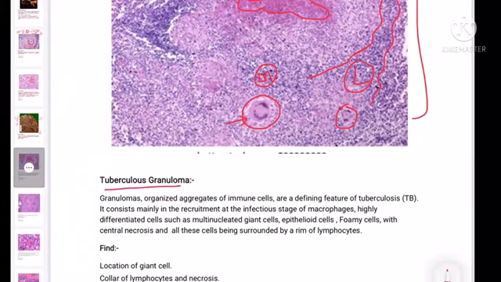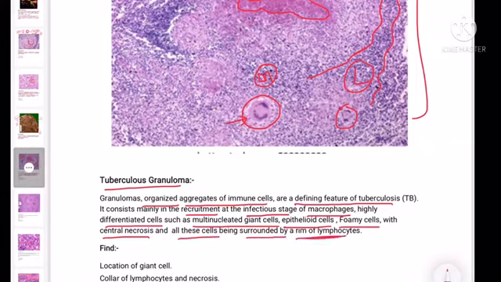TB granuloma is an organized aggregate of immune cells, a defining feature of TB. It consists mainly in the recruitment at the infectious stage of macrophages, highly differentiated cells such as multinucleated giant cells, epithelioid cells. Sometimes we can also find foam cells with a central necrotic region, and all these cells being surrounded by a rim of lymphocytes, which is called the collar of lymphocytes.